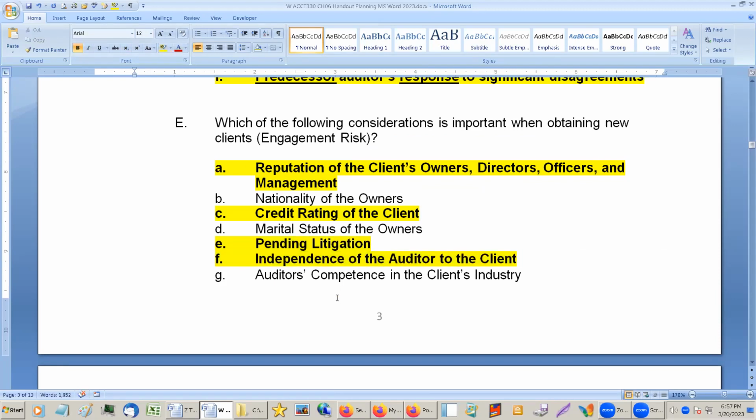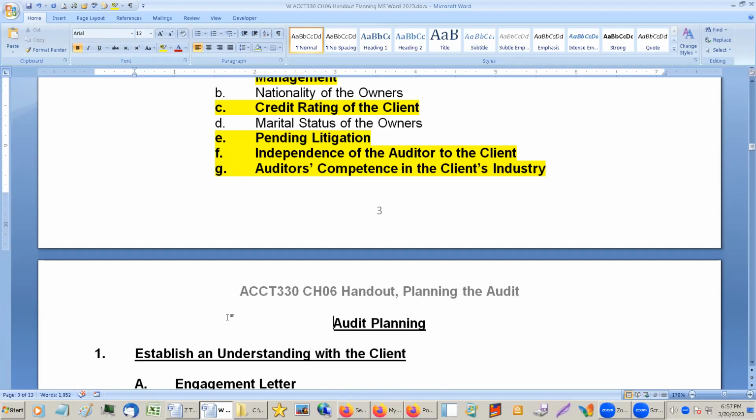And auditor's competence in the client's industry. Yes. Now, even if they aren't competent, if they think they can become competent, they can still take it, but it is a consideration. If it's a new type of business. Okay, I'm gonna say stop here.